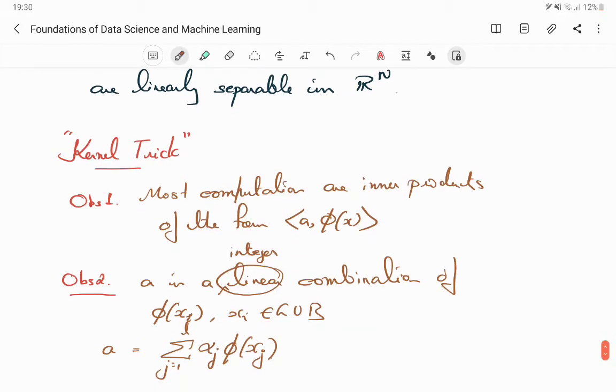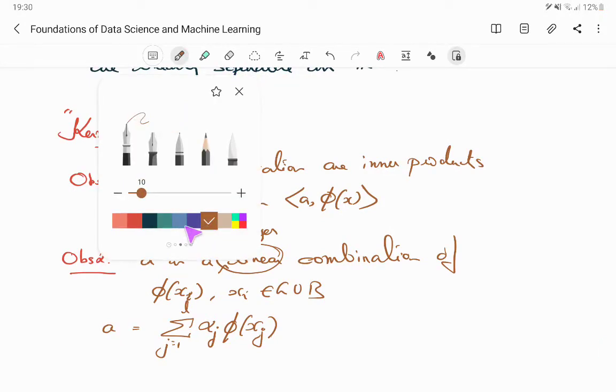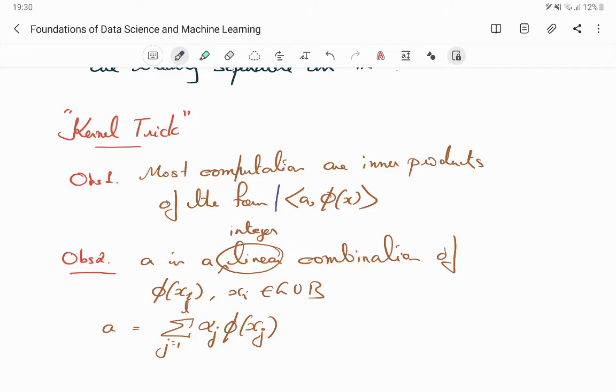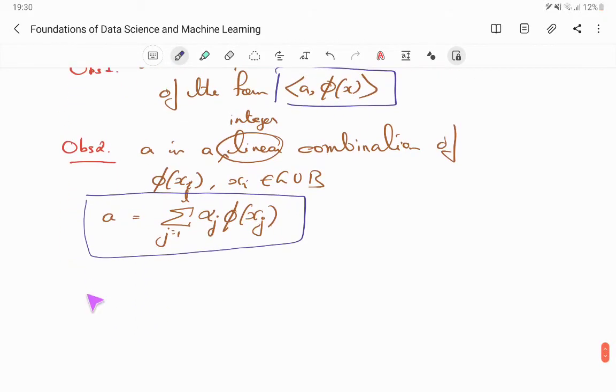So this is the second key observation, okay? The first observation is that most of your computations are of the form A phi of xj, and the second observation is that this A is an integer combination, but we will only need the fact that it is a linear combination of the embeddings of the points. Now, combining observation 1 and observation 2, this is the soul of the kernel trick, okay?